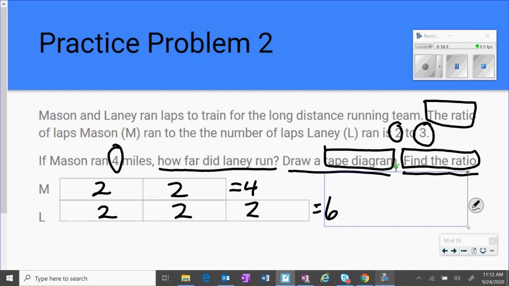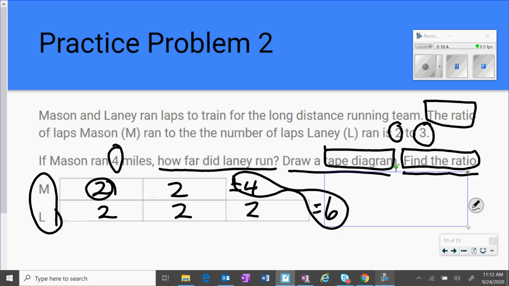Okay? So we've done our first part. We've got the tape diagram. So this is now a complete tape diagram. When we ask for a tape diagram, this is what we expect. We expect your labels. We expect to see your ratio constant in every box. And we expect to see your totals. Okay? But that's only one part of the question, isn't it? Okay? We're also supposed to find the ratio. So what's the ratio? Yes? 4 to 6. Excellent.